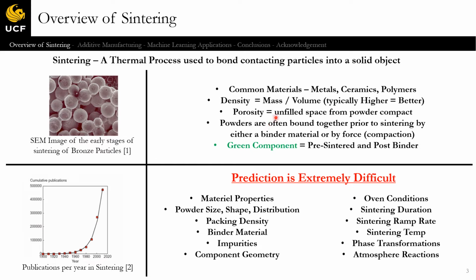Powders are often bound together prior to sintering, and this can be done either by force, which is compaction, or with a binder material. And in additive manufacturing, you'll normally see a binder material holding the metallic particles together. And this is one important definition. The green component is pre-sintered and post-binder. So typically in additive manufacturing, that means pre-sintered and post-printed. And prediction of the phenomena of sintering is very difficult due to so many different input variables listed here.